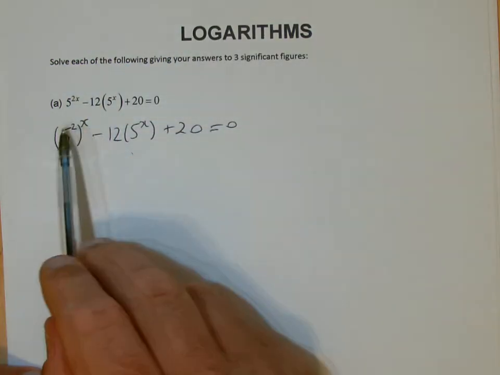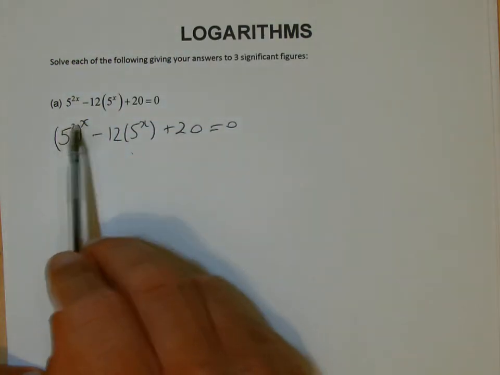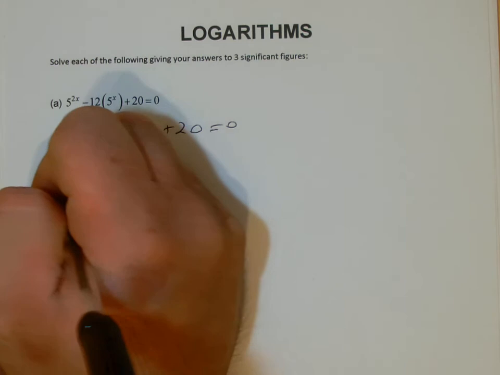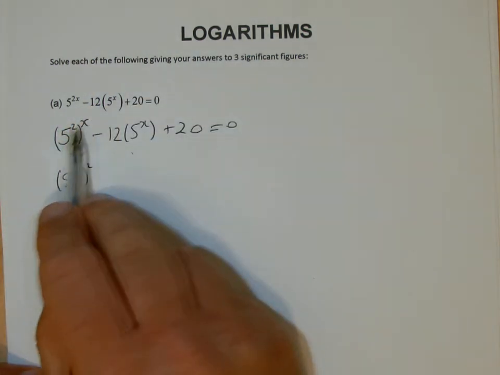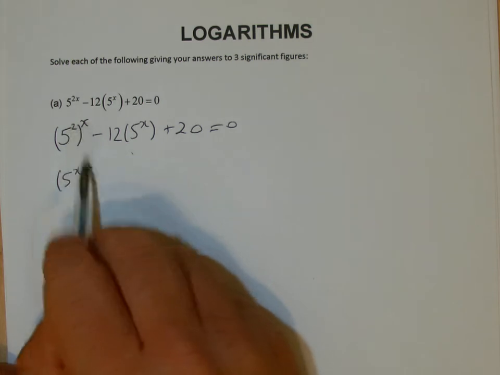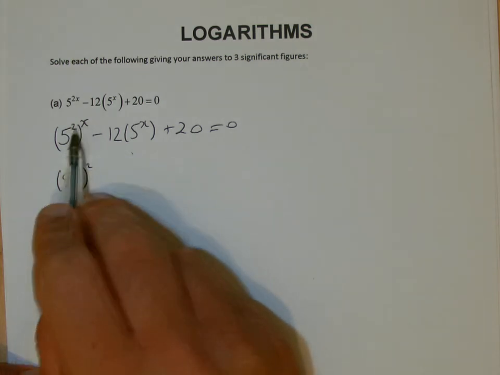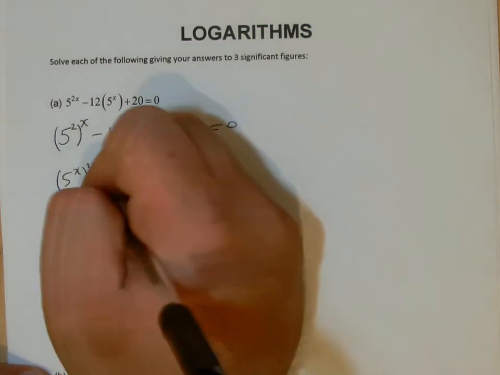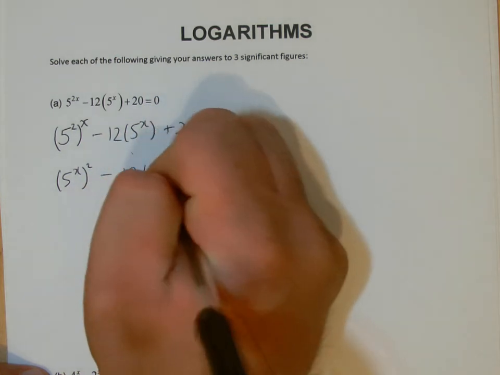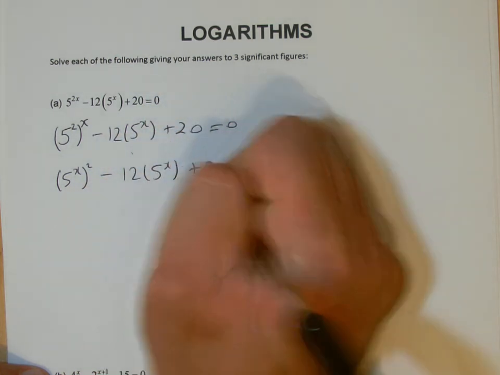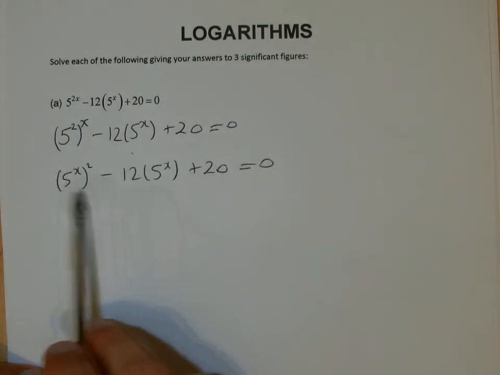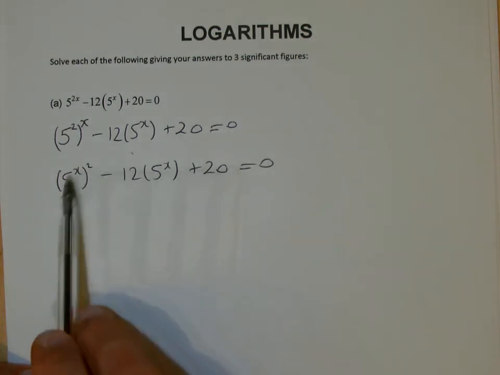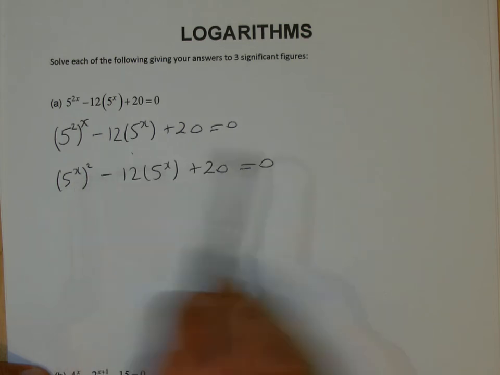Next thing I'm going to do is swap these around, so I've got (5 to the power x) to the power 2. You can swap them around because it doesn't matter what order you multiply in. So the x can go here, the 2 there, it doesn't matter the order. You've got there minus 12, 5 to the power x, plus 20 equals 0. What I want you to recognize then is that this is a quadratic in terms of 5 to the power x.